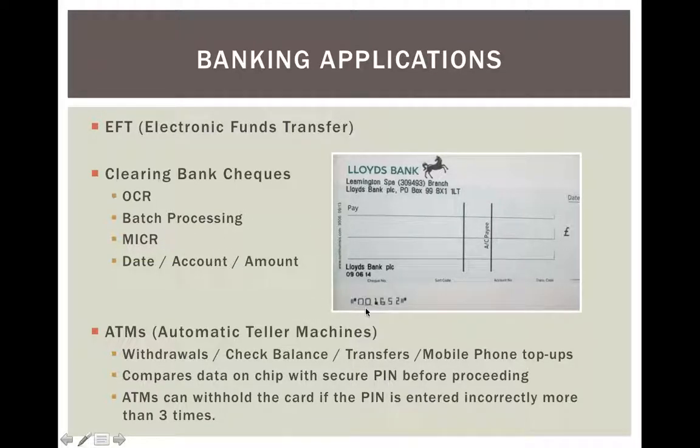MICR, which is the magnetic ink character recognition, checking that the data matches the account number and so on and so forth. And then looking from the data collected, the OCR and the MICR, checking that the data is correct and that it's still valid, checking that the account details are there and that the account has sufficient balance to be able to make the transfer before the transfer occurs. It's batch processing because banks don't process every single check paid immediately.